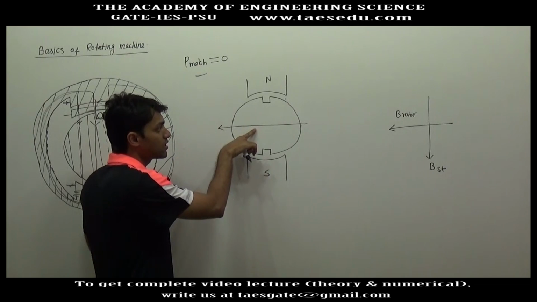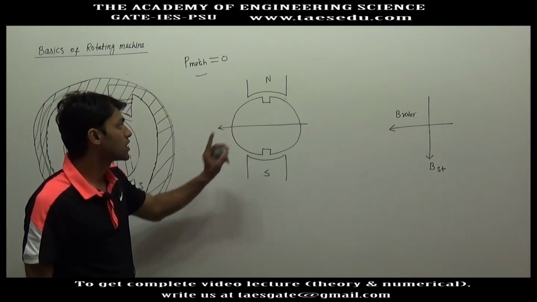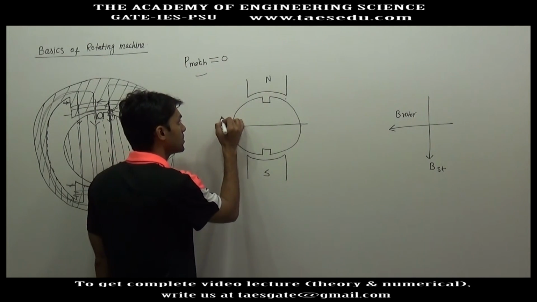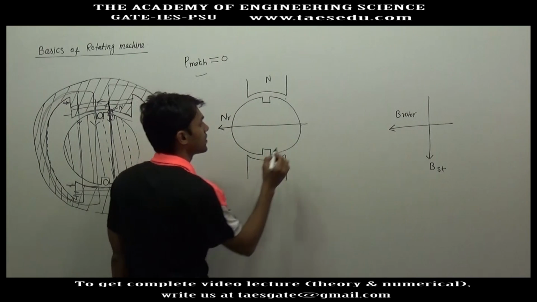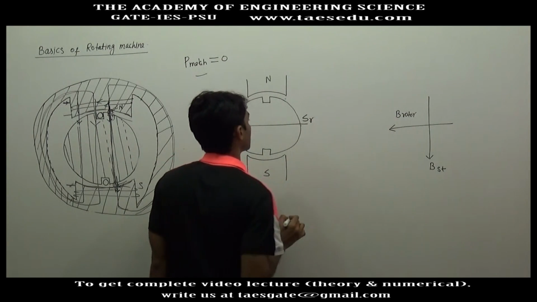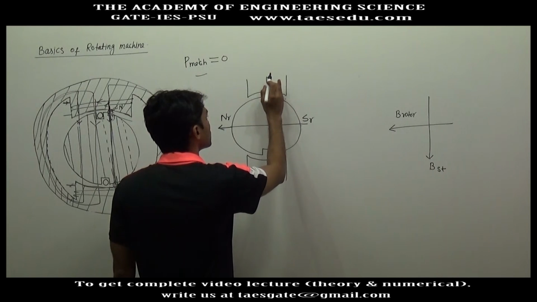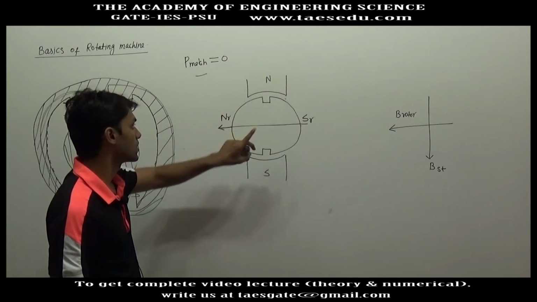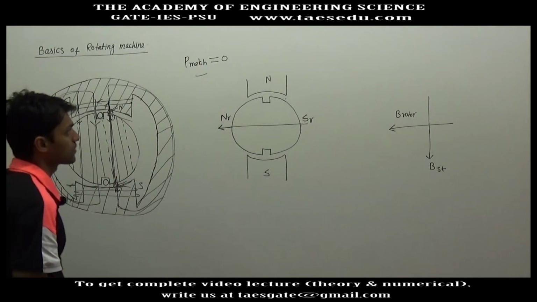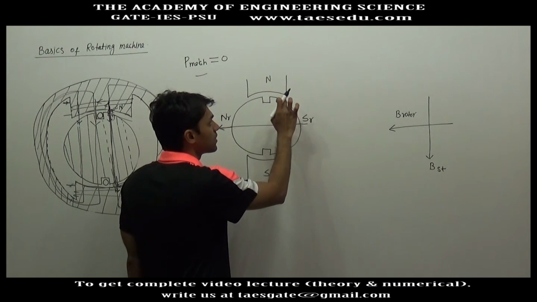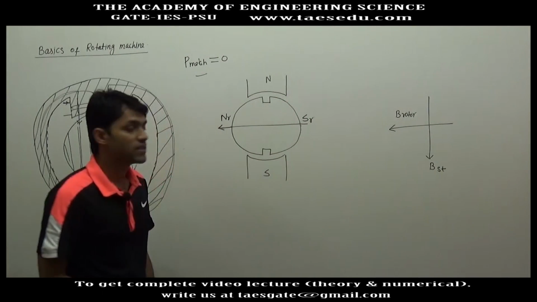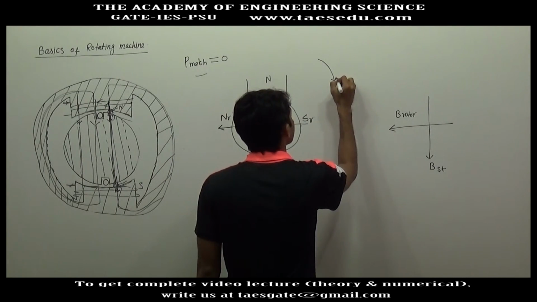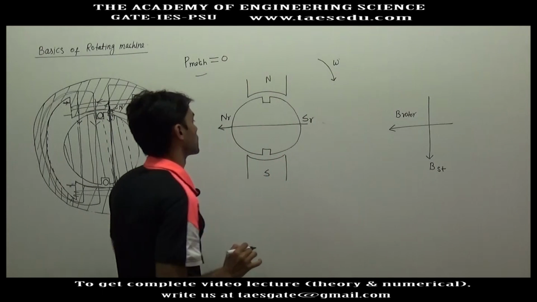So from the rotor magnetic field, the north pole and south pole of the rotor can be found. The rotor magnetic field is leaving from this point, so this will be the north pole of the rotor and this will be the south pole of the rotor. This is the north pole of the stator and this is the south pole of the stator. So we have the north pole and south pole configuration. Please remember, the initial mechanical speed omega was given in the clockwise direction.